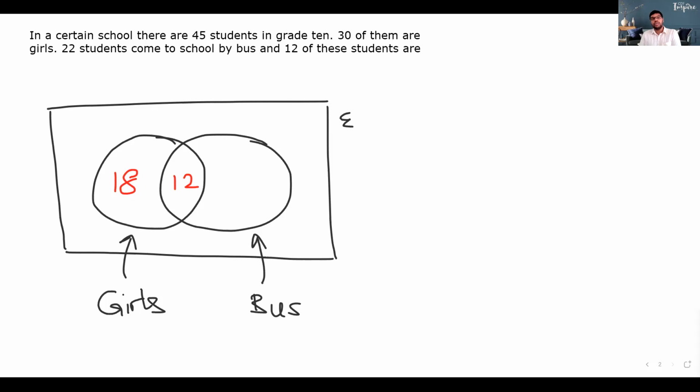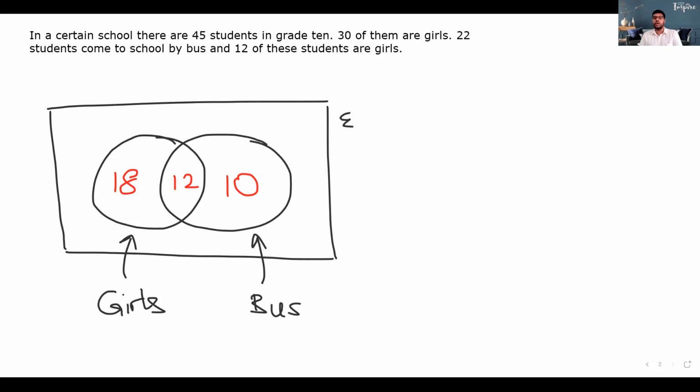Then children, now we know that out of the 22 students who come to school by bus, 12 are girls. Oh, where's the girls part? So 12 are girls. That means if you subtract 12 from 22, you have 10 students who come to school by bus, and these are boys. Yes, Anuja, was there something you want to ask?